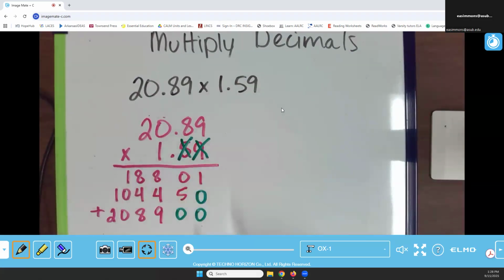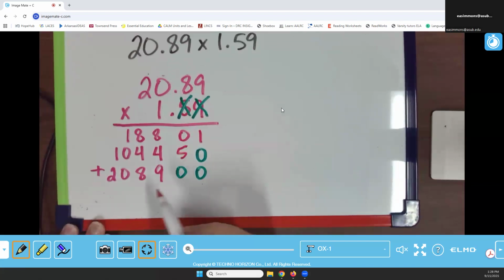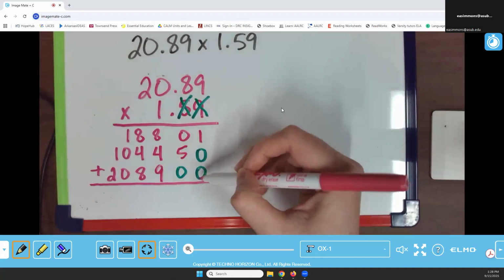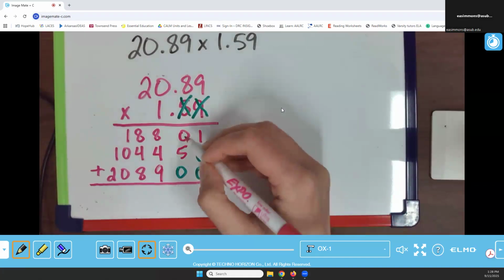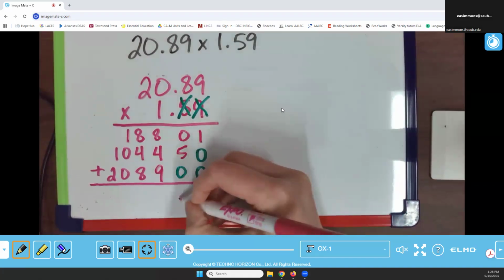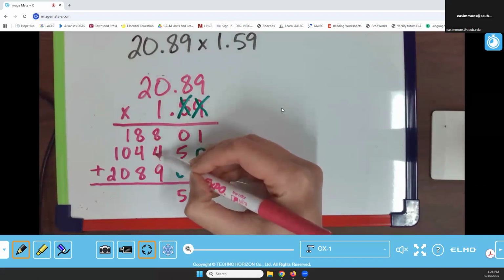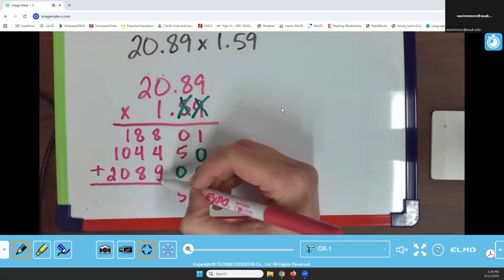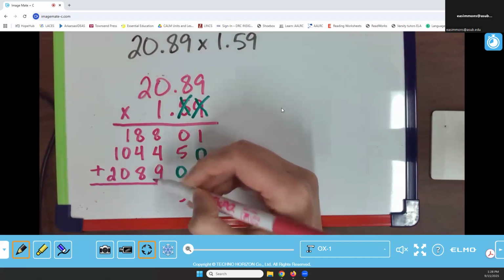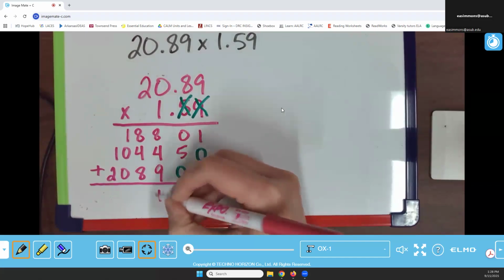We can add our numbers. 1 plus 0 plus 0 is 1. 0 plus 5 plus 0 is 5. 8 plus 4 is 12. And 12 plus 9 is 21. Carry our 2.